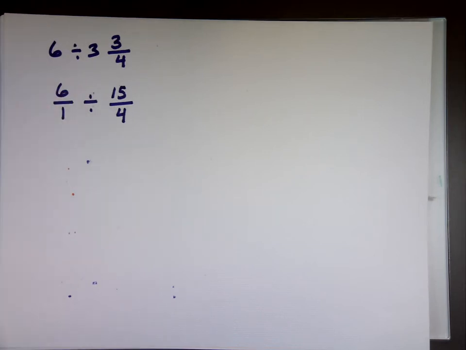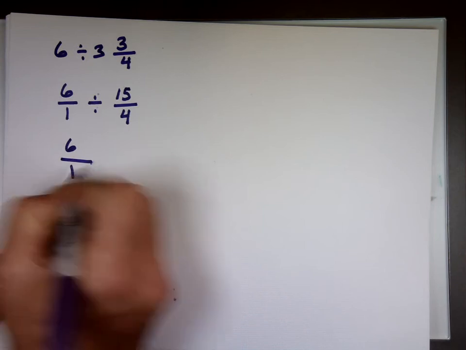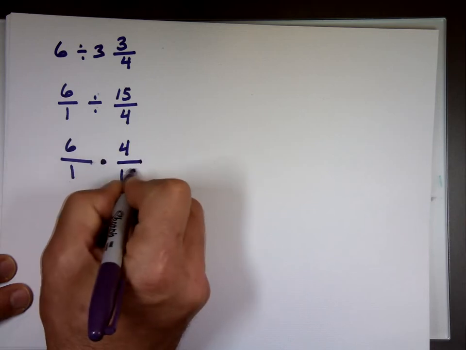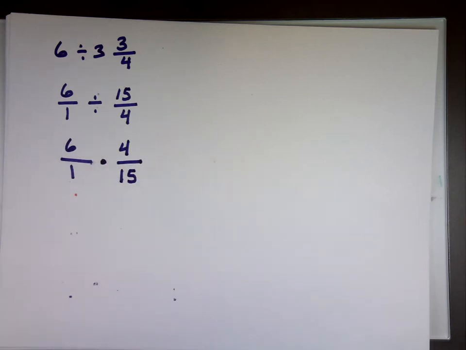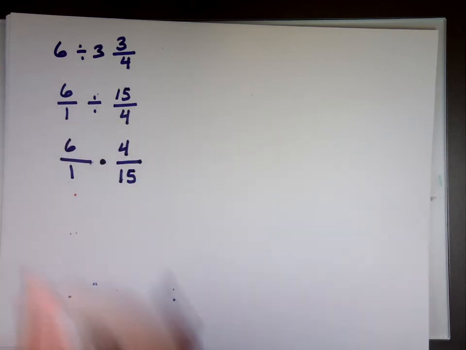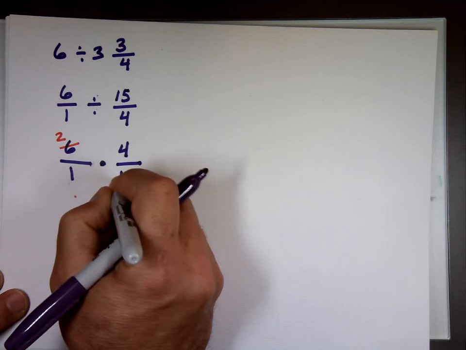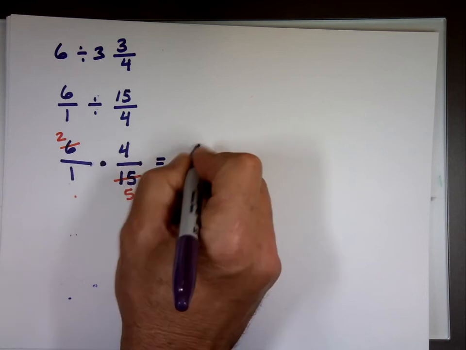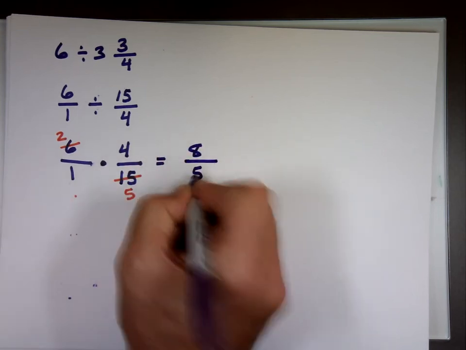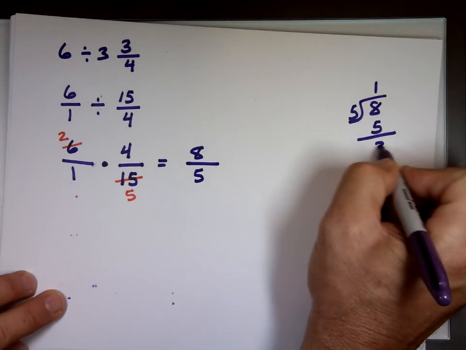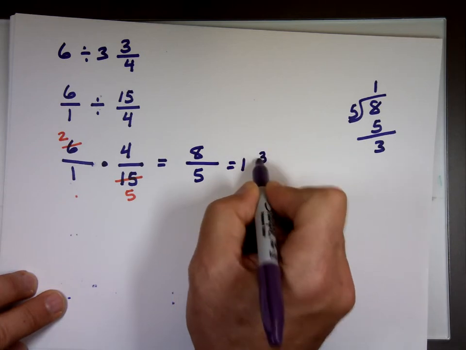Next, I need to get rid of that division. That becomes 6/1. Instead of division, it becomes multiplication. What's that number? 4 over what? 15. Can we simplify this? I can divide the 6 and the 15 by what? By 3. By 3, this is 2. By 3, this is 5. 2 times 4. 1 times 5 is 5. So it's 1 and 3/5.